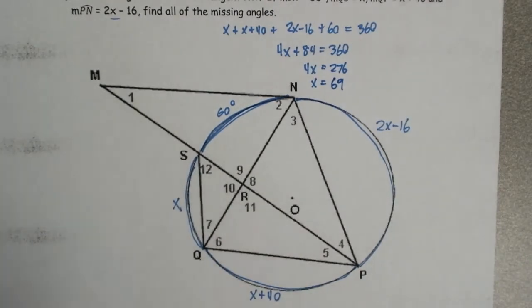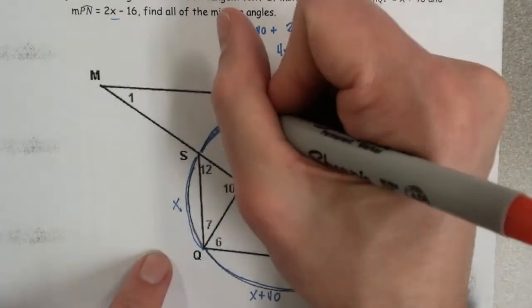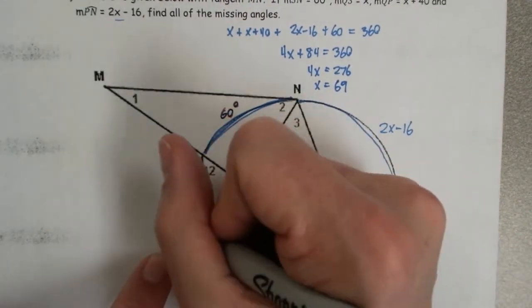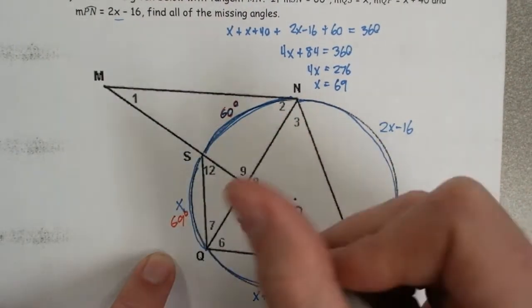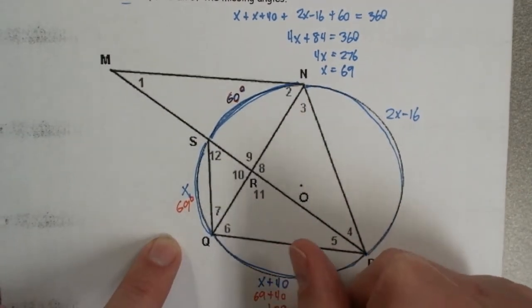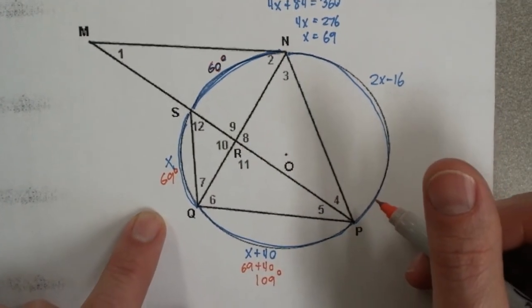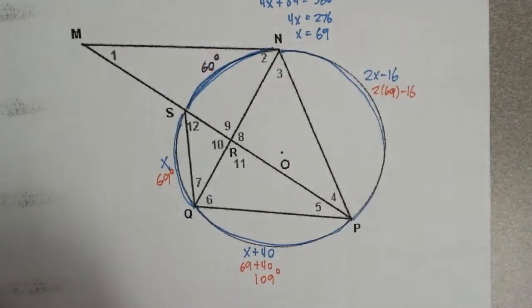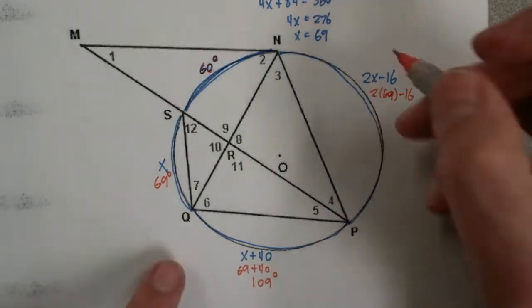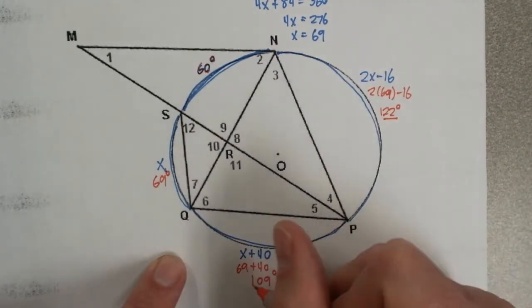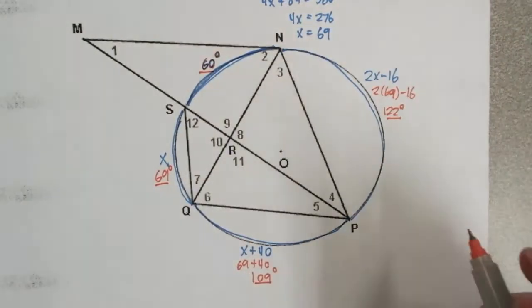So once I have the value of X, I'm going to go ahead and get the remainder of the arcs because I only have the 60-degree one. So, of course, the X value is going to be 69 here. This is going to be 69 plus 40, which is 109. And this will be 2 times 69 minus 16, and I got 122 for that arc. So now that we got all 4 of the arcs, we're set to get all the angles.